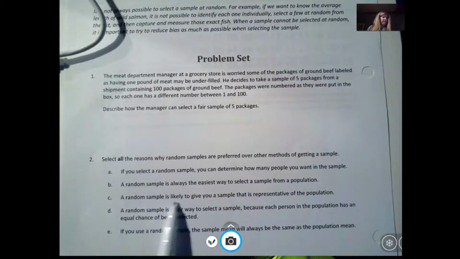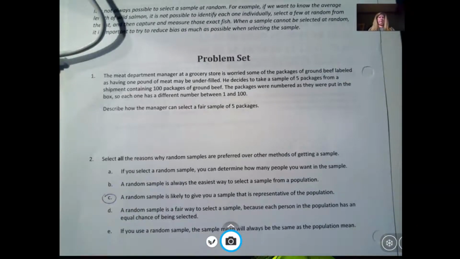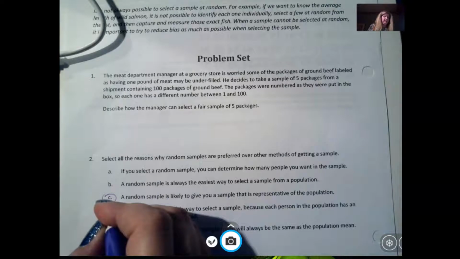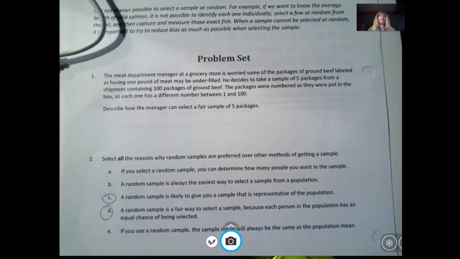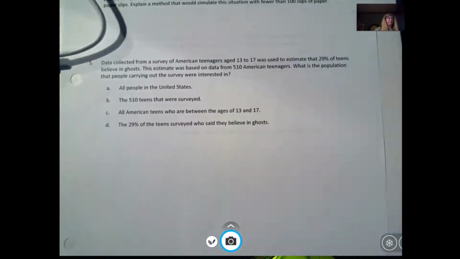Okay, a random sample is likely to give you a sample that is representative of the population. Yes, this is true. A random sample is a fair way to select a sample because each person in the population has an equal chance of being selected. That is the heart of the matter. Okay, if you use a random sample, the sample mean will always be the same as the population mean. No, it should be close if it's random, but nope, it's not going to be exact.